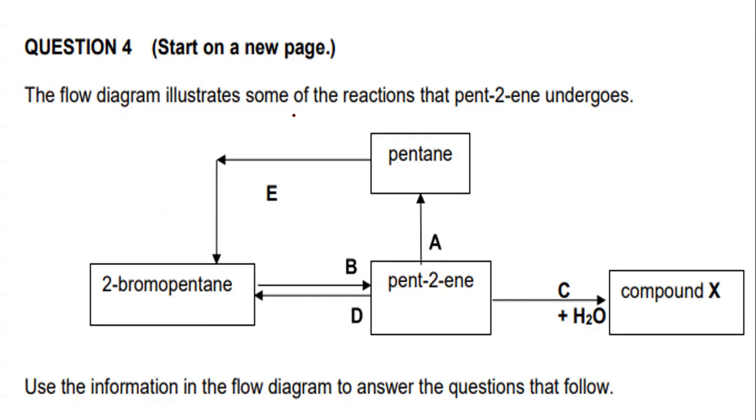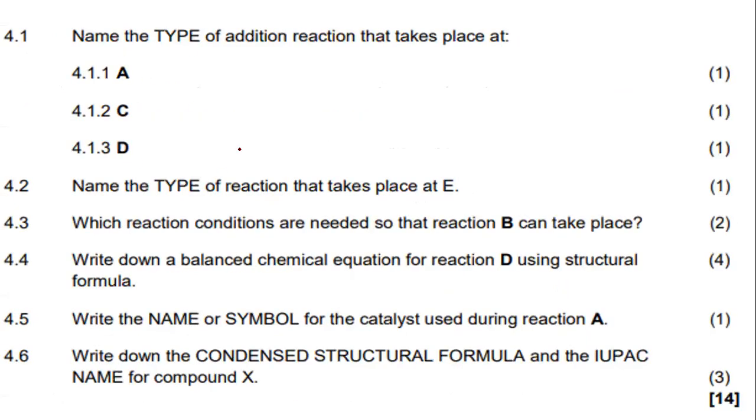The flow diagram illustrates some of the reactions that pent-2-ene undergoes. So here I have pent-2-ene and it undergoes different types of reactions, which is A, B, C, D, and E. And we are required to use the information in the flow diagram to answer the questions that follow. Right? We are required to identify the reaction that takes place at A, C, and D. So they are types of addition reactions.